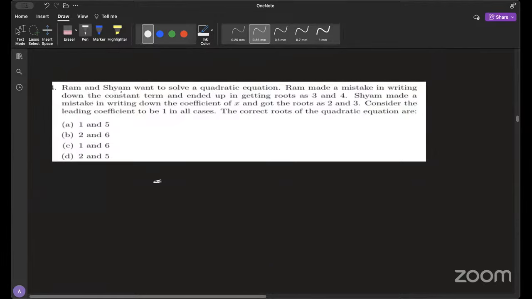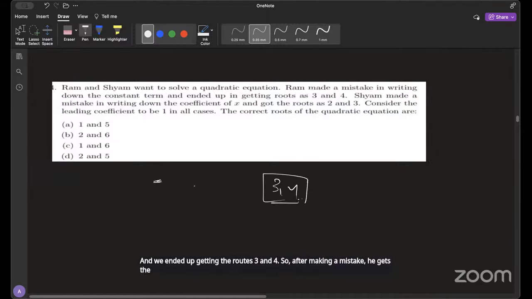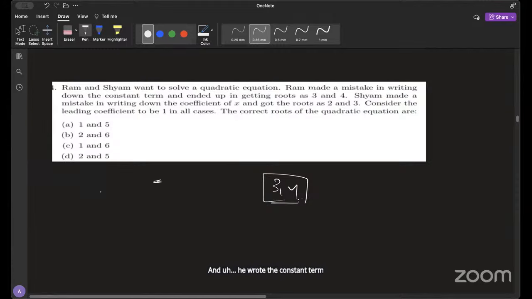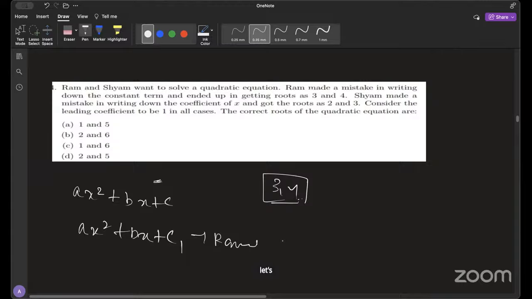Coming to this one, Ram and Sham want to solve a quadratic equation, and then Ram made a mistake, and he ended up getting the roots as 3 and 4. So after making a mistake, he gets the roots as 3 and 4, and he wrote the constant term incorrectly. Let's say your original equation is ax squared plus bx plus c. He wrote an incorrect constant here, so he messed up the constant. So this is Ram's equation where he gets the roots as 3 and 4.